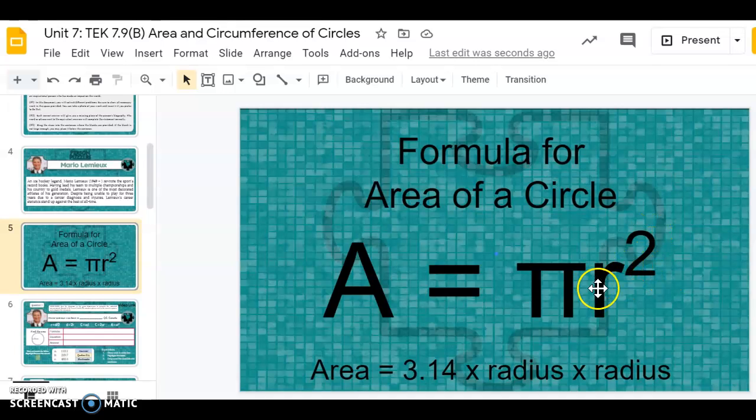This square means that's how many times you're multiplying whatever this number is right here by itself. Pi, we know, is 3.14. We've been dealing with that with circumference. And then A equals area. So this is the formula that you will be using to figure out area of a circle.